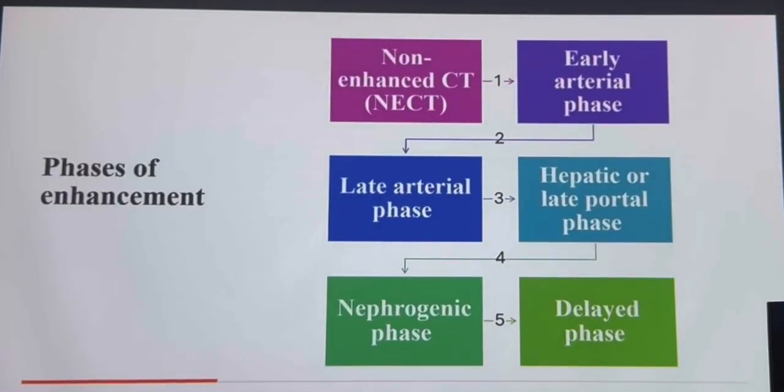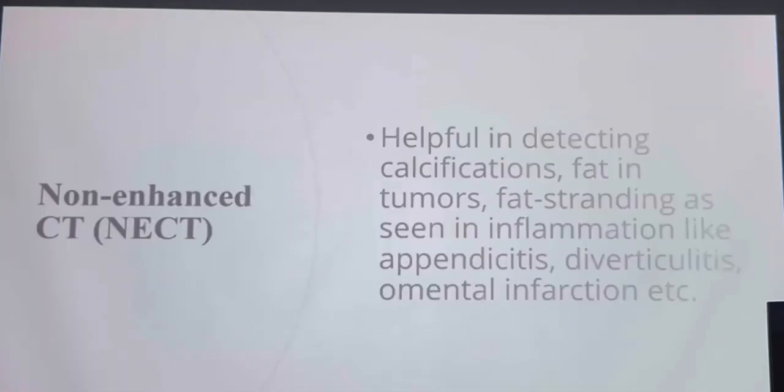The phases of enhancement are classified as follows. Number one is the non-enhanced CT scan, which we call the control or pre-contrast study. The second is the early arterial phase. The third is the late arterial phase, then the hepatic or late portal phase. The late arterial phase is also called the early hepatic phase. Then the nephrogenic phase and the delayed phase. These are the six known phases of contrast injection in CT scan, okay? I will go into detail for these phases.